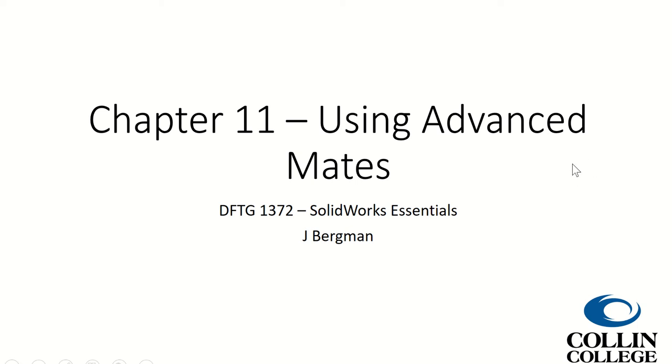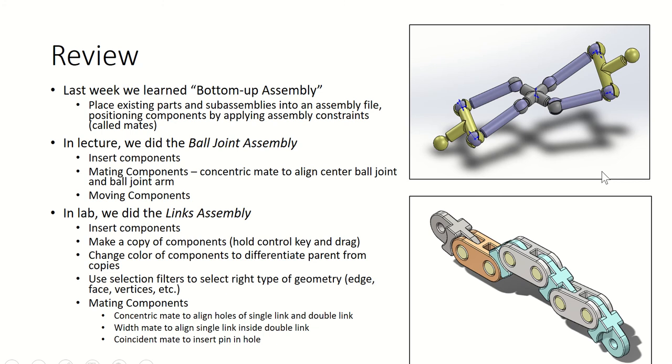This video is on Chapter 11, using advanced mates. Just as a review, last week we learned bottom-up assembly, which is just placing existing parts and sub-assemblies into an assembly file. Then we position components and add assembly constraints called mates. We practiced bottom-up assembly in lecture with the ball joint assembly example.